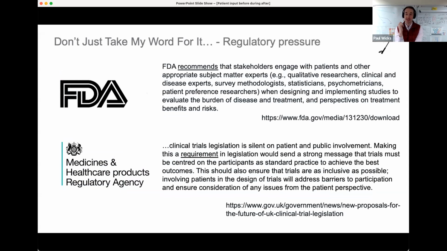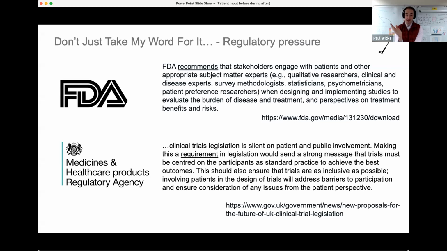Well, I think the stick is starting to come into play. So right now, the FDA does have a whole office of patient-focused drug development. And right now, the situation is that FDA recommends that stakeholders engage with patients. So that's not yet at the point of it's the law or it's mandated. However, I feel like things are rumbling in that direction. And so it would be wise to get ahead of these issues.